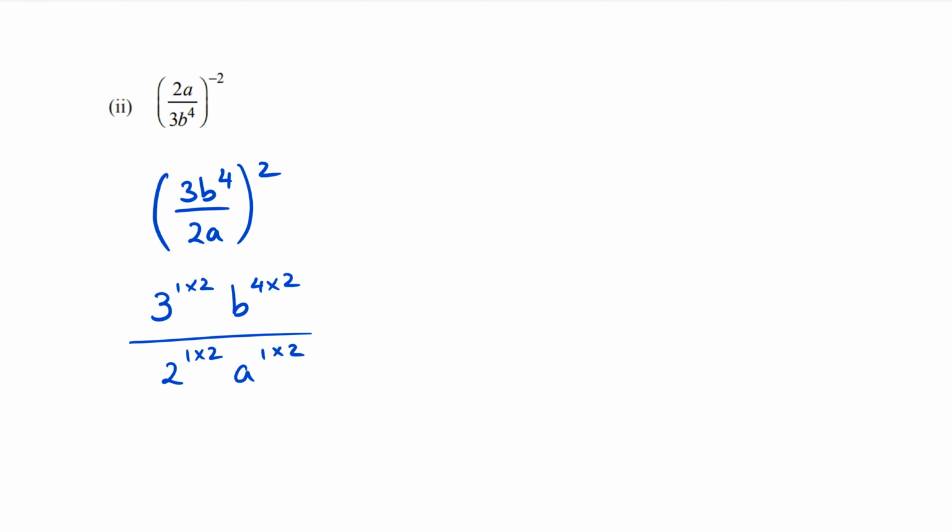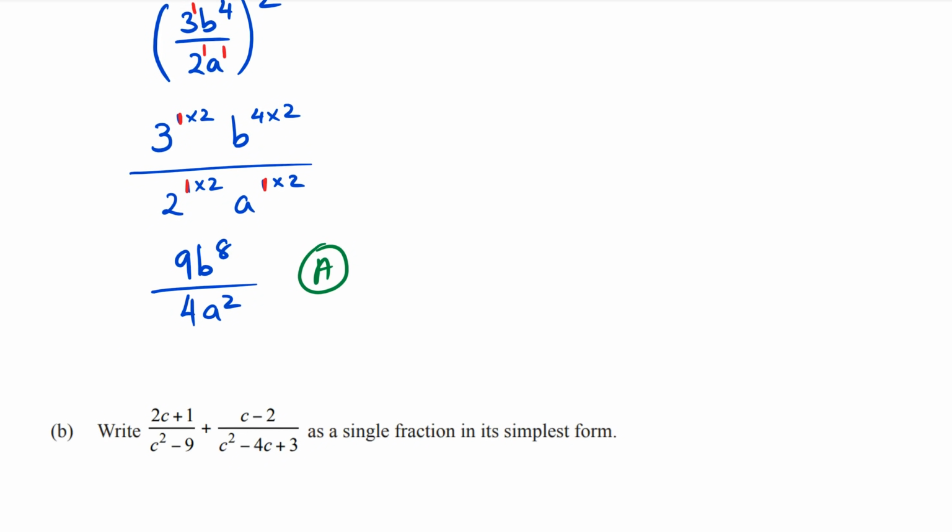Now, if you're wondering where that 1 came from, remember that 2 to the power of 1 is just 2, a to the power of 1 is just a, and 3 to the power of 1 is just 3. So that's where the 1 is coming from. And a lot of people actually forget about it, and they make silly mistakes with that. But anyway, we've got 3 squared, which is 9, b to the power of 8, 2 squared is 4, and then we've got a squared. So this question also ends up being an achieved. Okay, so let's go to question B.